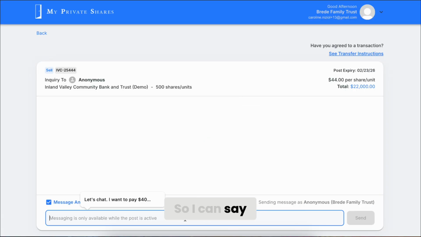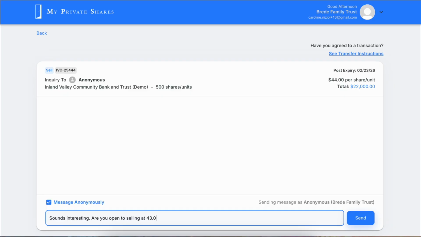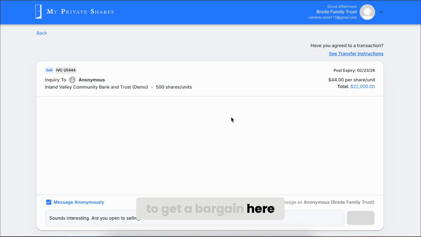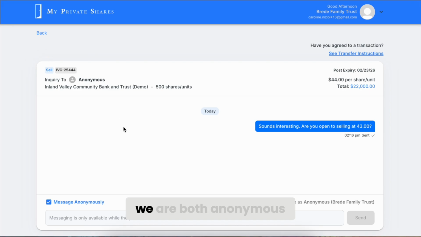So I can say, sounds interesting. Are you open to selling at $43? Just because I'm trying to get a bargain here. I send a message, and then anonymous, whoever this is, I have no idea who they are, then they'll respond and they'll say, no, 43 won't work, or let's talk about 43. You can see here we are both anonymous.